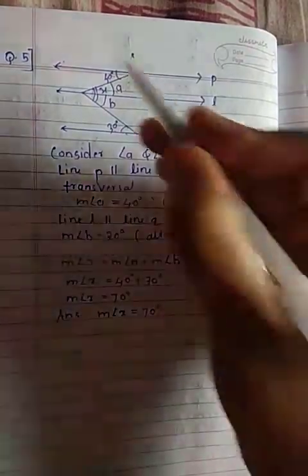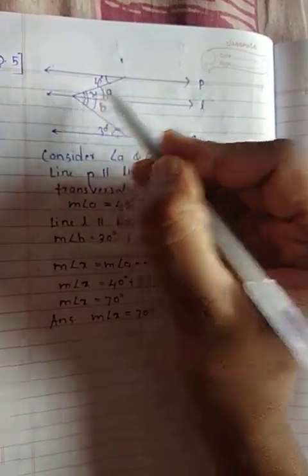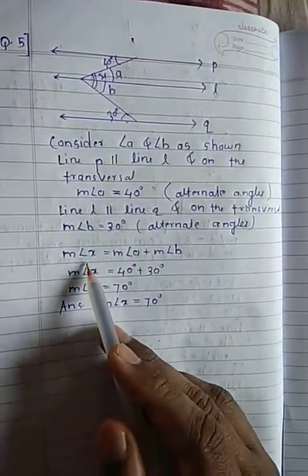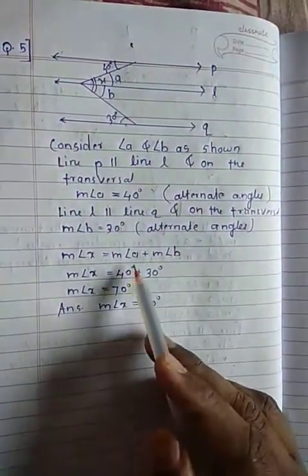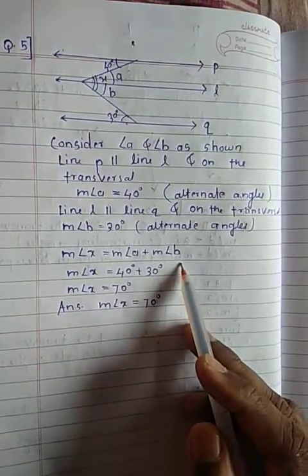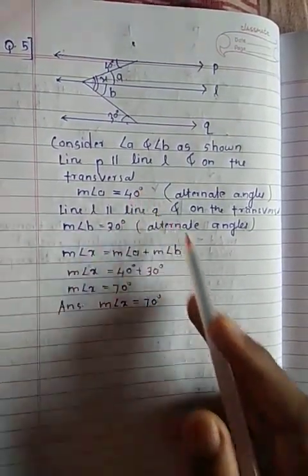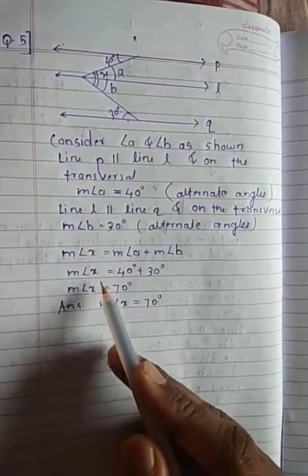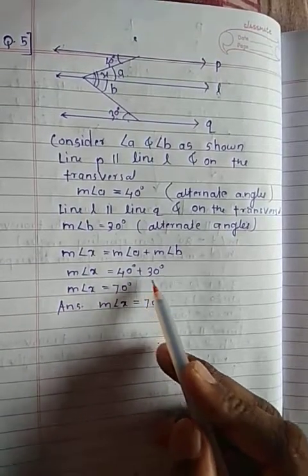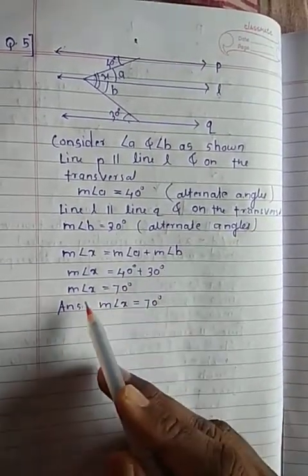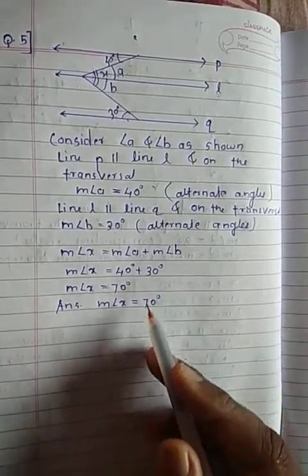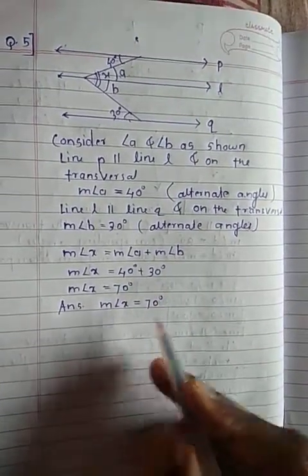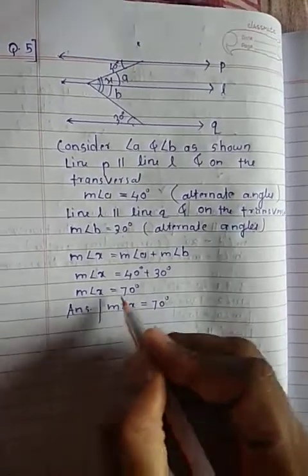Okay, students, this is common to both, angle X. The measure of angle X is a combination of angle A and angle B, so the measure of angle A plus the measure of angle B. We already found angles A and B. So the measure of angle X is equal to 40 degrees plus 30 degrees, so the measure of angle X is 70 degrees. So the answer is that the measure of angle X is 70 degrees.